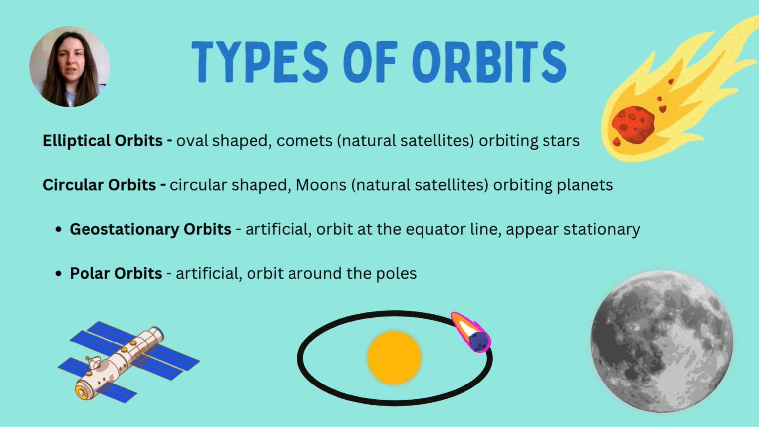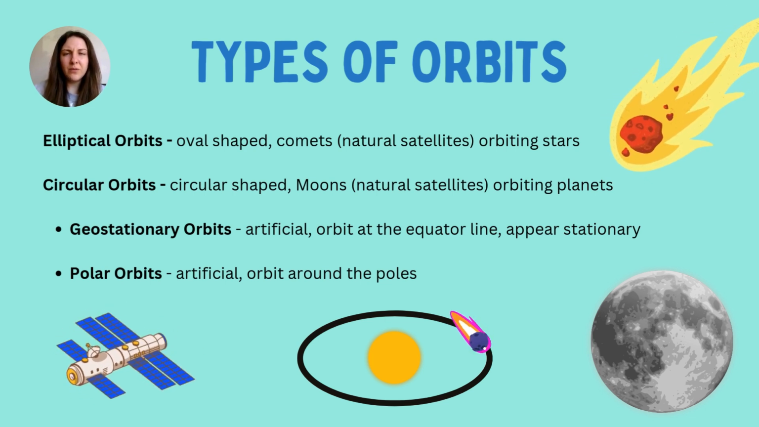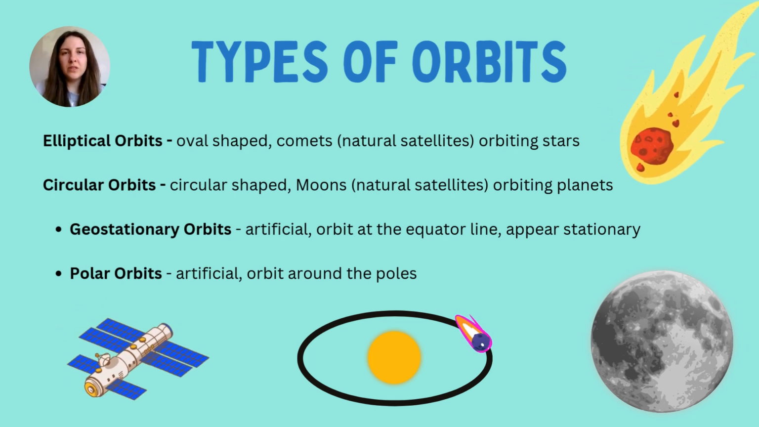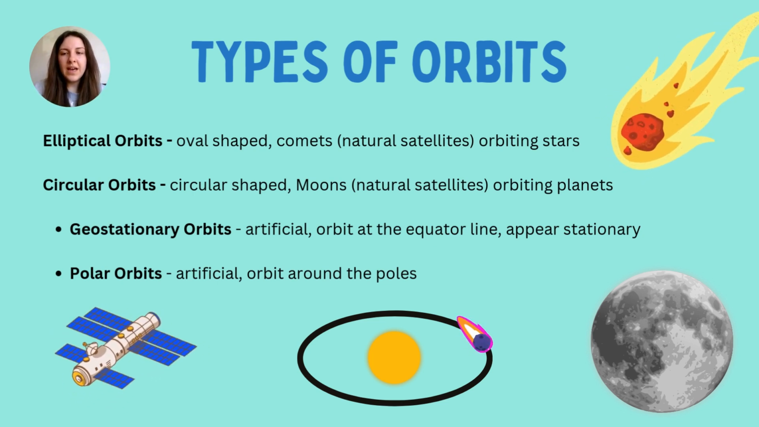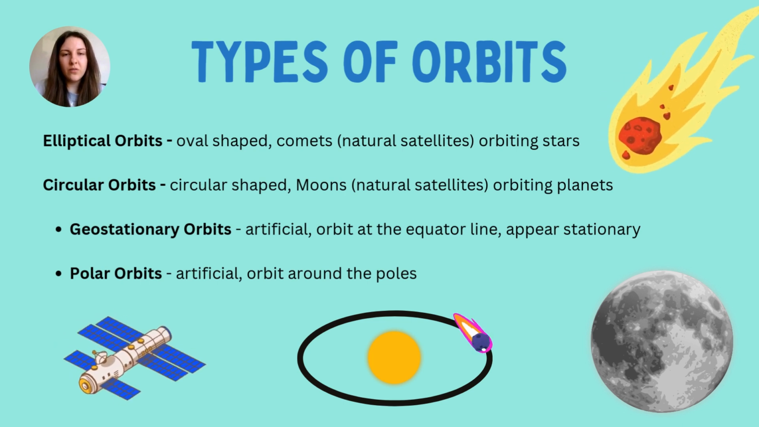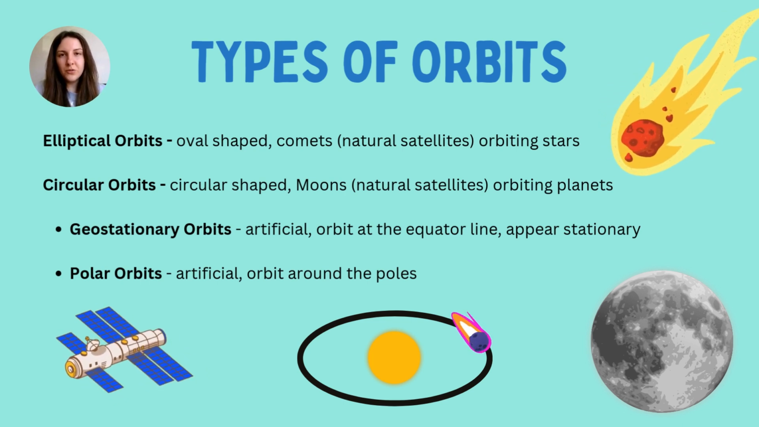Now you might be thinking to yourself, well, how do people get satellites out there? Because we as humans have actually put satellites out into space. How does that actually work? And again, it's all to do with the speed of those satellites themselves. And we're going to talk about this now.